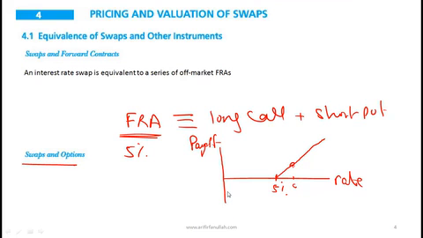FRAs are obligations no matter what happens. So what if the market rate is 4%? Is that good or bad for you? That's bad, because now you still have to borrow at 5% even if the market rate is 4%. Okay, so this is the payoff for a long forward rate agreement. Now, what about a long call on, what's the underlying here? The underlying is interest rate with what strike price?